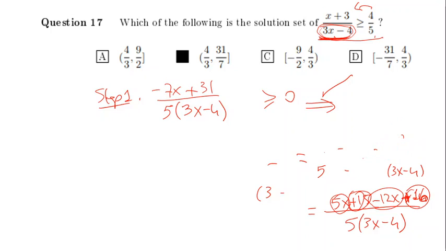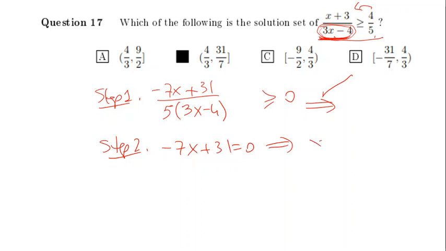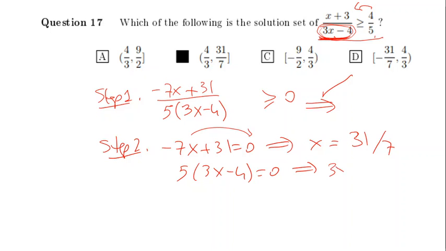Now everything is fine. Now the next thing we have to do is to find the roots of the denominator and the numerator. So set the numerator equal to 0 and find the root. You can find the root: x equals 31/7, you can send this one to the other side. And here you can get the root of the denominator by setting this equal to 0, because when you divide by 5 you get this, and this will give you x equal to 4/3. Now we have two roots.